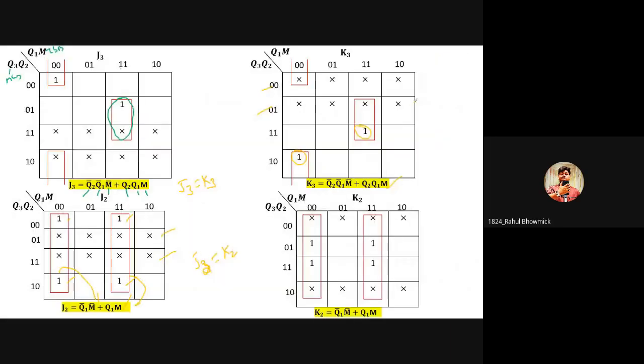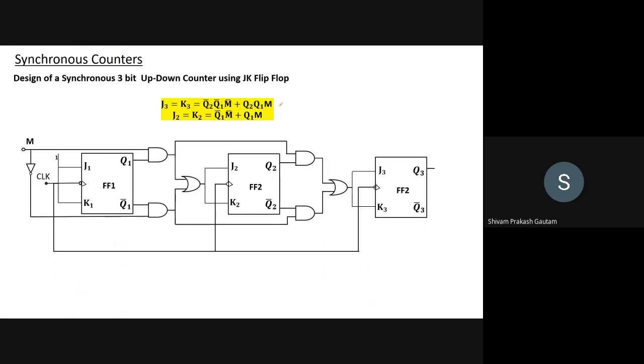Okay. So you can see we have found all the expressions. Now the thing which is remaining is to make the flip-flop design. Okay, so I can write here as well, that J1 and K1 is equal to 1. So these are the expressions for J3. These are the expressions for J2.